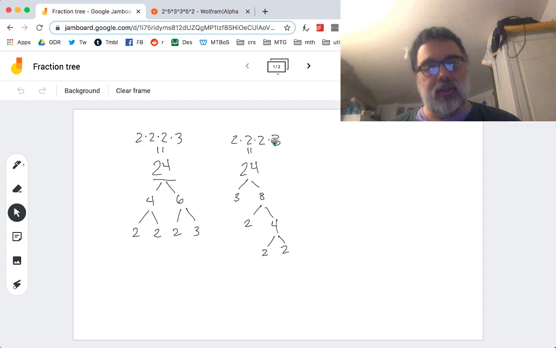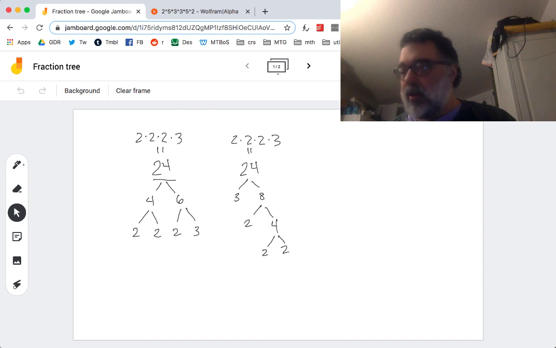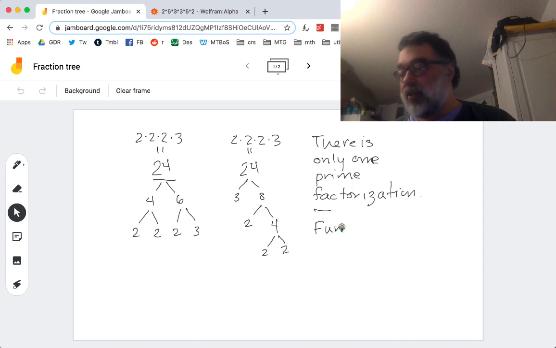And this big theorem I was talking about says that no matter how we think about breaking it down, there's only one prime factorization. And that idea is so important, we call it a fundamental theorem. A theorem is something that's been proven. It's not just a conjecture or a proposal.